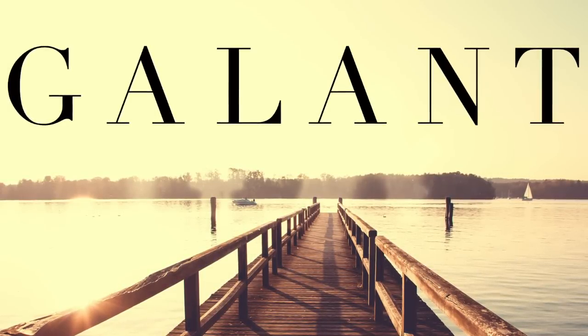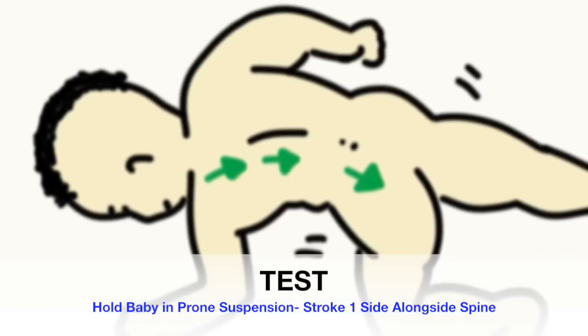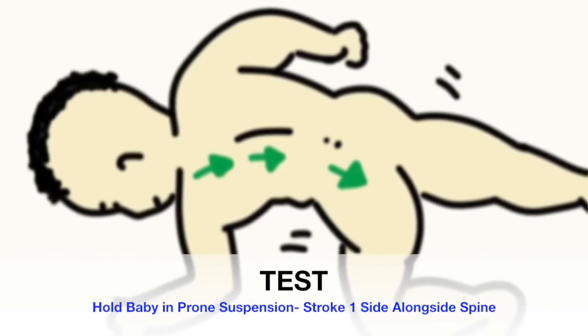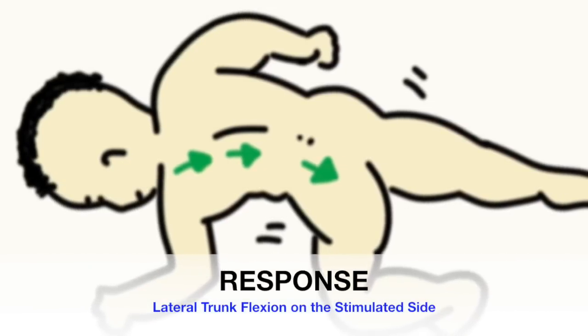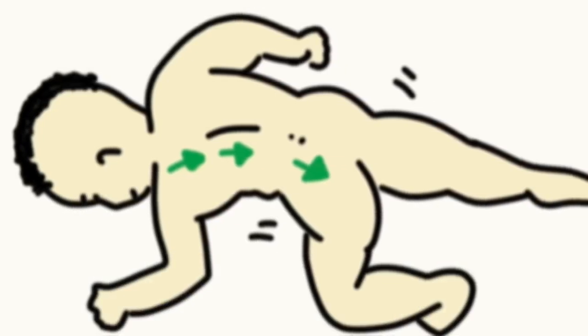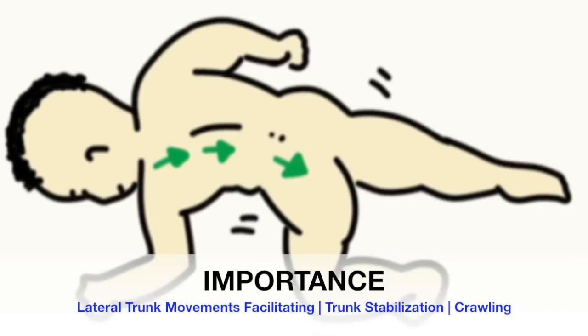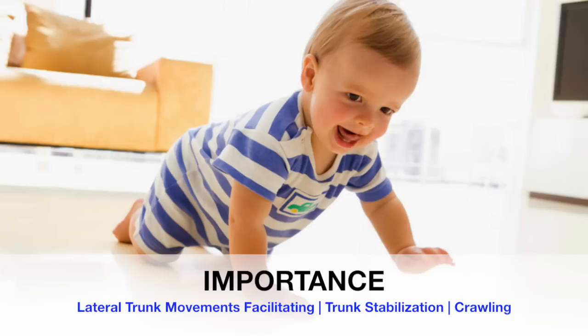Now, to test for this reflex, you would just hold the baby in prone suspension and stroke one side of the spine from neck down to the bottom. The response you'll get is a lateral trunk flexion on the stimulated side. And the functional importance for this reflex is that it'll facilitate that trunk stabilization and balance, both of which are necessary for creeping and crawling.